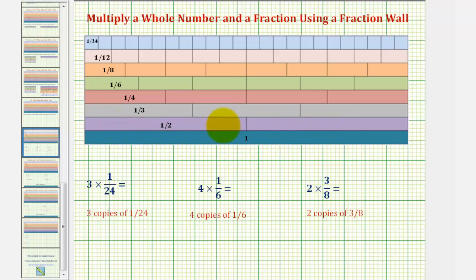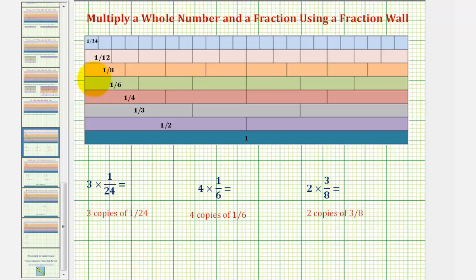two 1/2 rods. If we cut or denominate one whole into three equal partitions or three equal pieces, we'd have three 1/3 rods. If we continue this, notice how the fraction wall also contains 1/4 rods, 1/6 rods, 1/8 rods, 1/12 rods, and 1/24 rods.